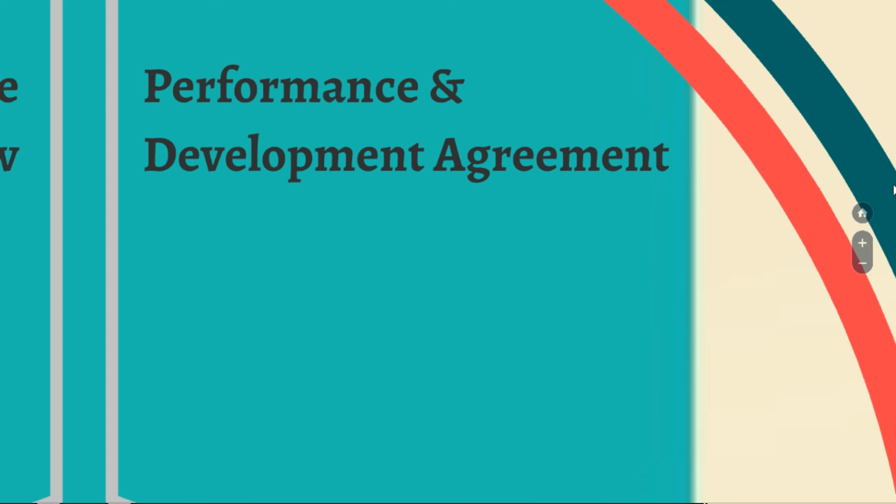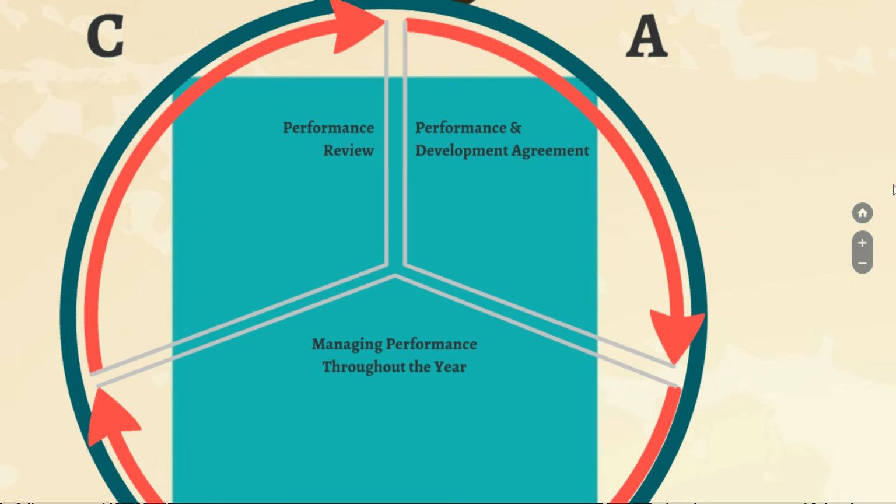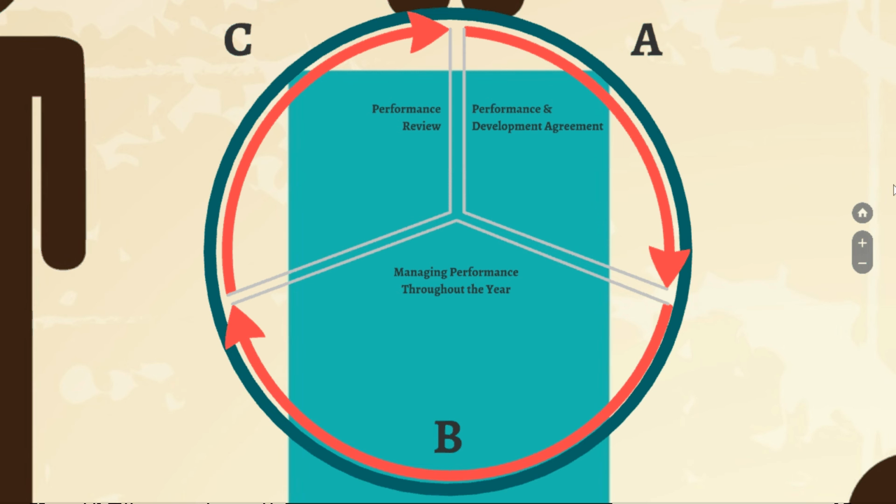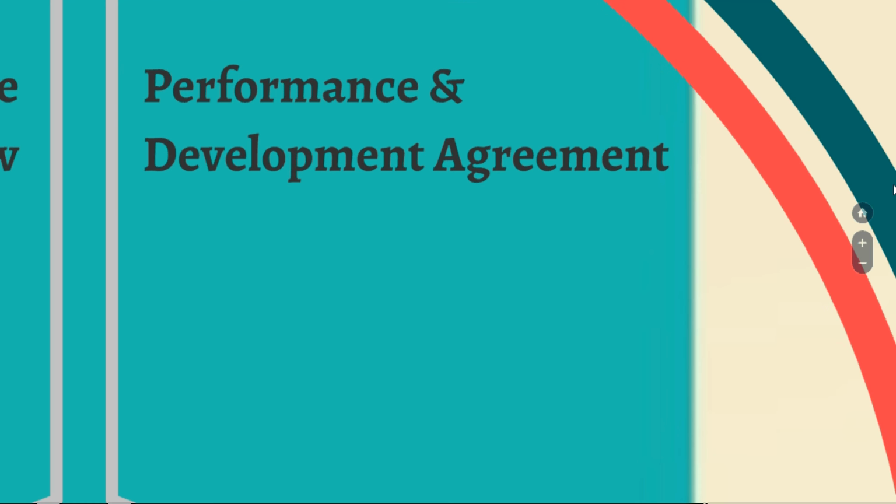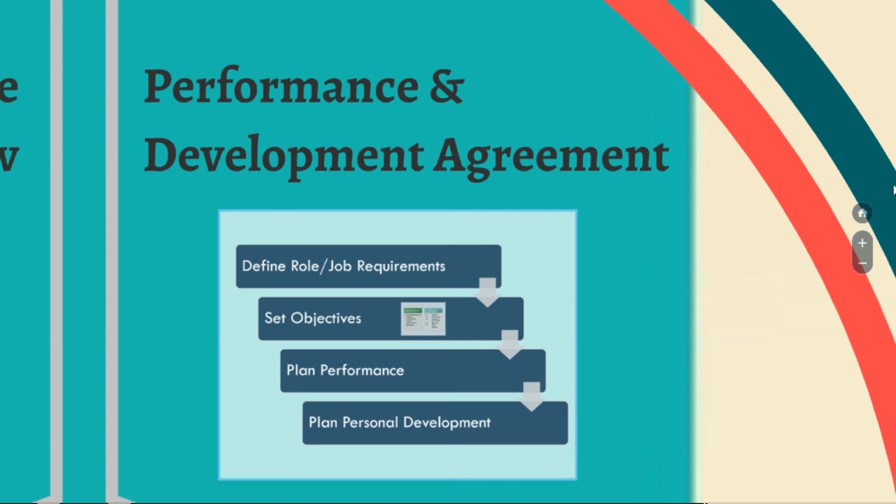So keep in mind earlier, and I'll just go back for a second here, that many times performance management was confused or sometimes equated with being just a review. That is just one part of the process, and now we will see that there are indeed other critical parts of performance management in this cycle. So, performance and development agreement.